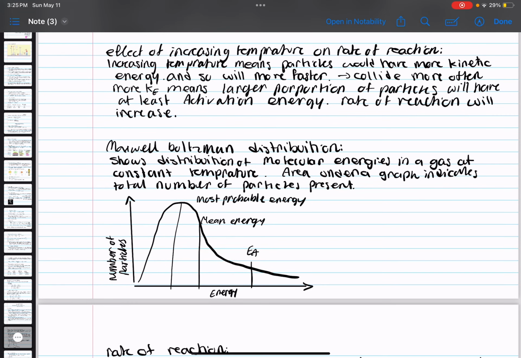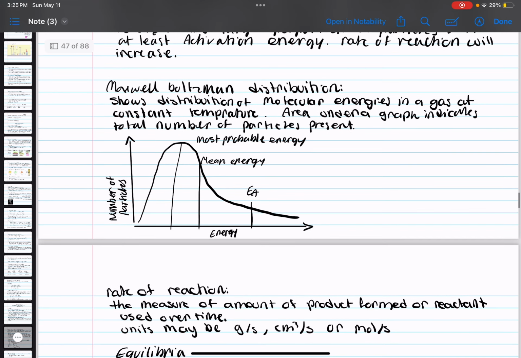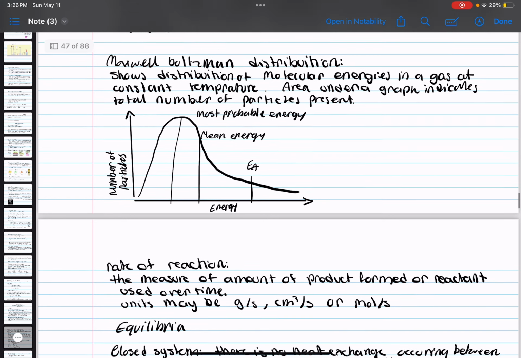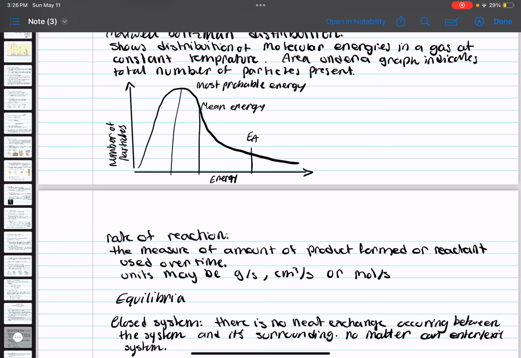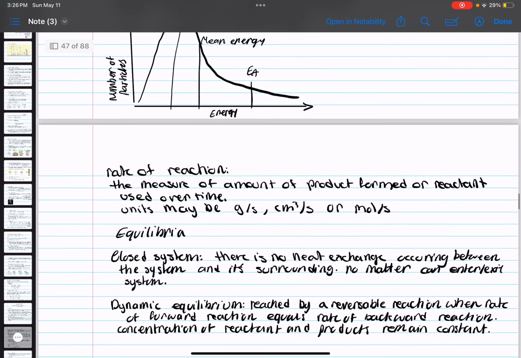Increasing temperature means more kinetic energy, so particles move faster and collide more. More kinetic energy means a larger proportion of particles will have at least the activation energy or above, so the rate of reaction will increase. Then we have a curve, the Maxwell-Boltzmann distribution, which shows the distribution of molecular energies in a gas at constant temperature. The area under the graph indicates the total number of particles present, so this never changes. You have the activation energy here, most probable energy, and mean energy. On your y-axis is the number of particles, and the x-axis is energy.